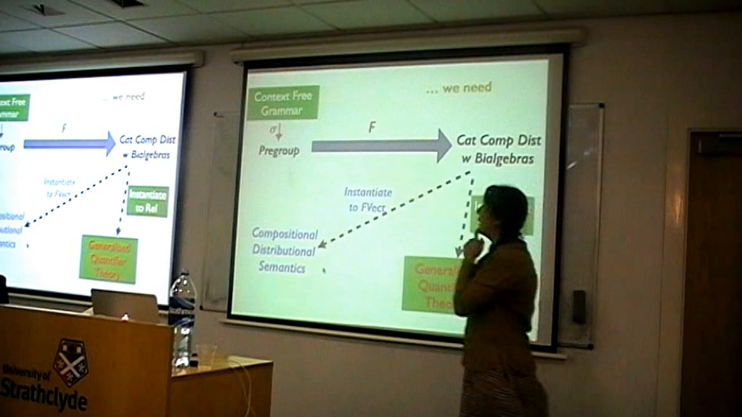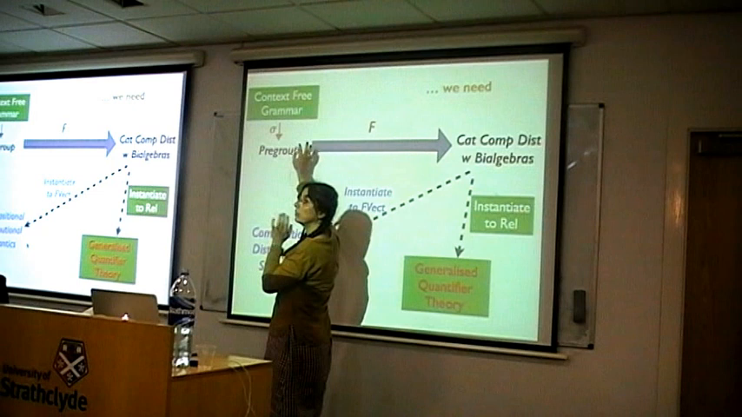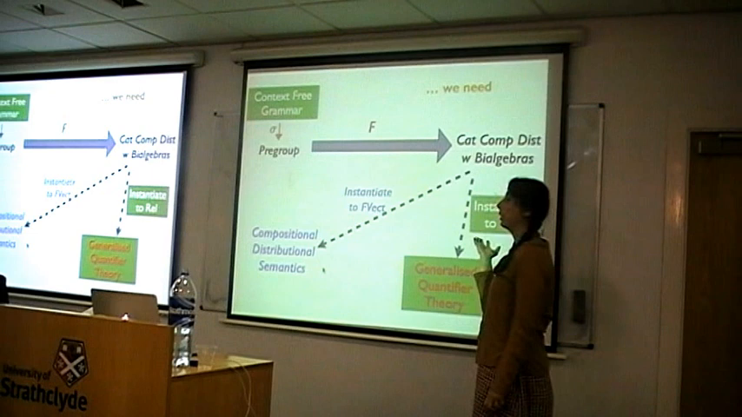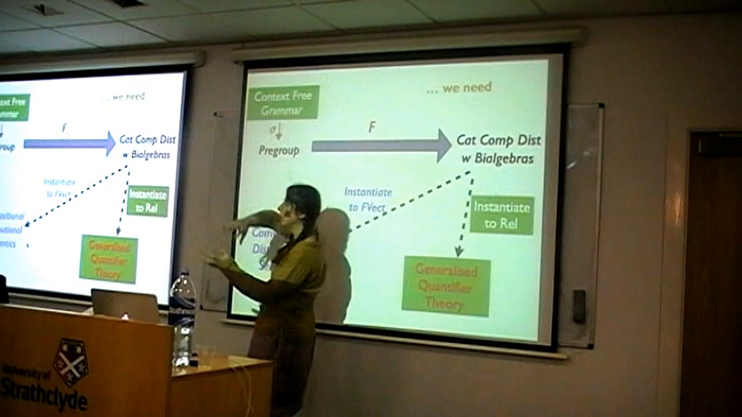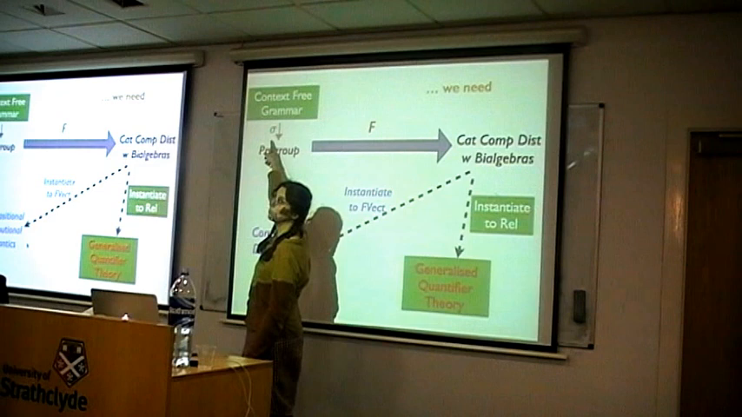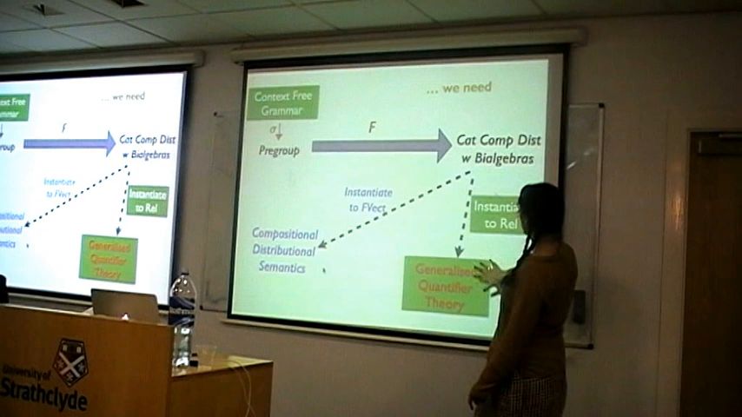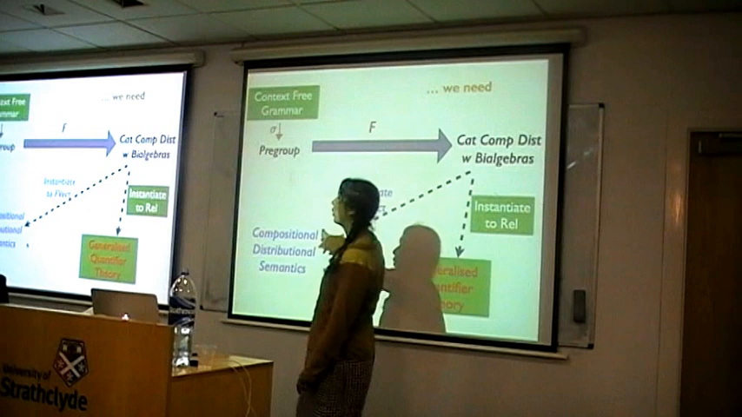The passage from context-free grammars to pre-group grammars turned out to be worked out over years, like decades, from the 1930s to the 1990s. So if you compose various different ways that context-free grammars are turned into different forms of grammar, at the end you get to pre-groups. So this sigma map has been worked out. So from this to here, and then here to bialgebra, instantiate to relations, get generalised quantifier theory, instantiate to vector spaces, and you get your normal compositional distributional semantics.